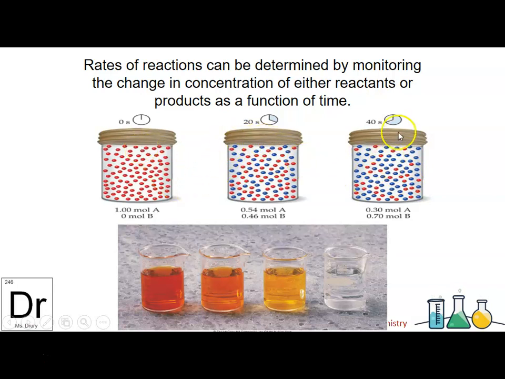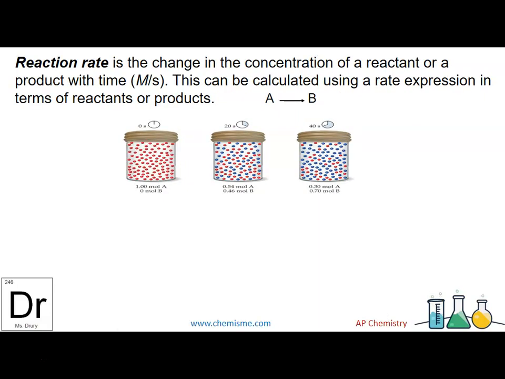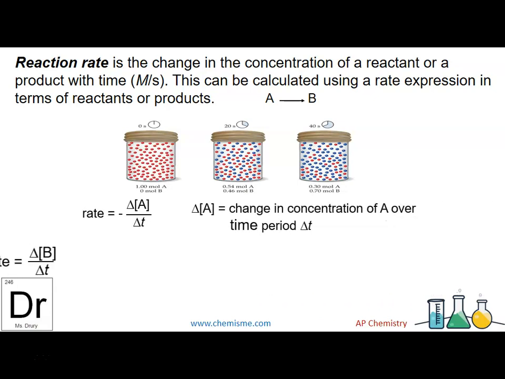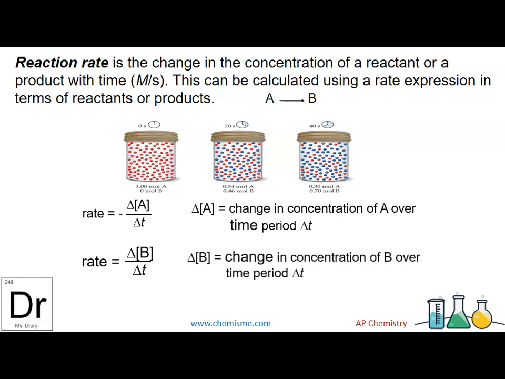And so we can monitor it, like they're saying, every 20 seconds. You can either monitor how quickly the red goes away or how quickly the blue appears, which would be the colorless one. So we're monitoring either the reactants, which were A, or the products that were B. The reaction rate is the change in the concentration of that reactant or product with time, so the molarity per second. This can be calculated using a rate expression in terms of the reactants or the products. If A was a reactant and B the product, you can look at the rate as the change in A over change in time, or the change in B over change in time.